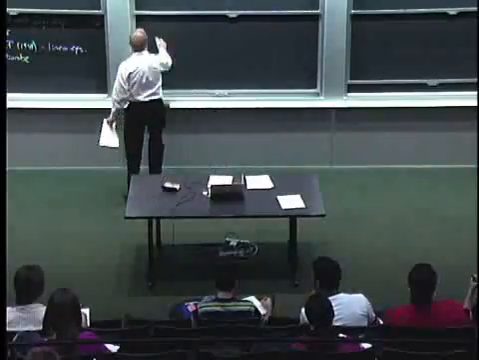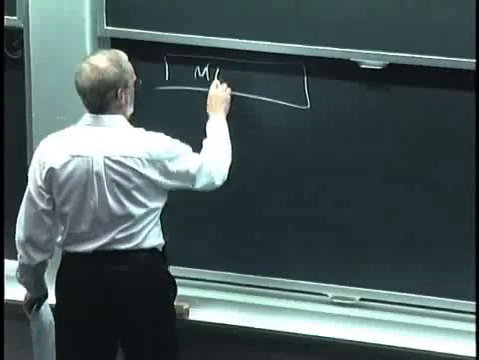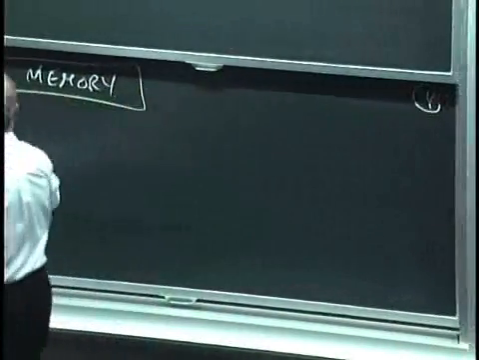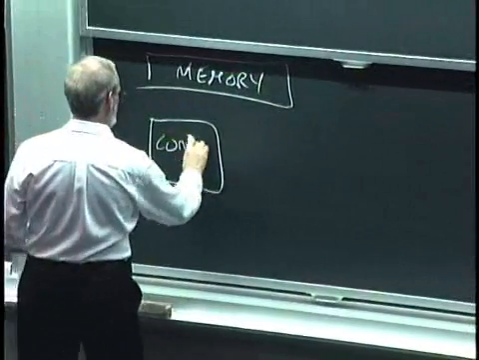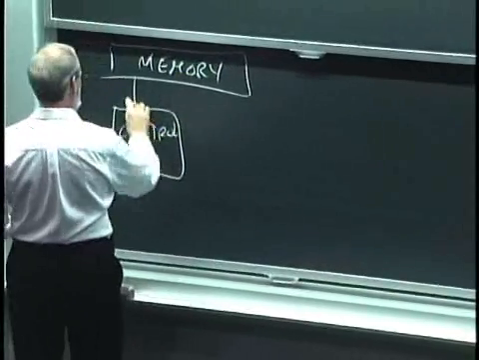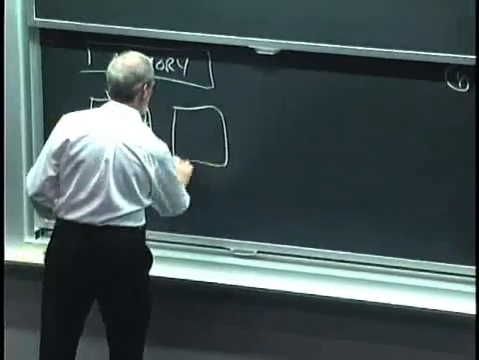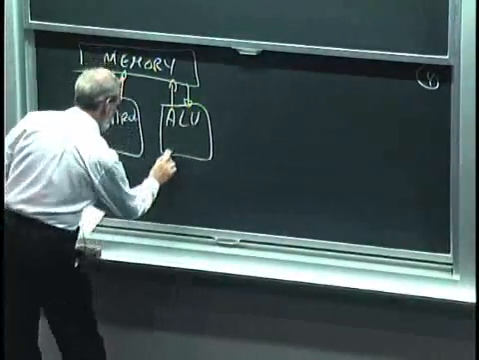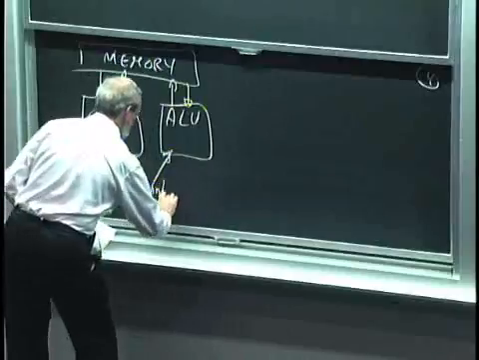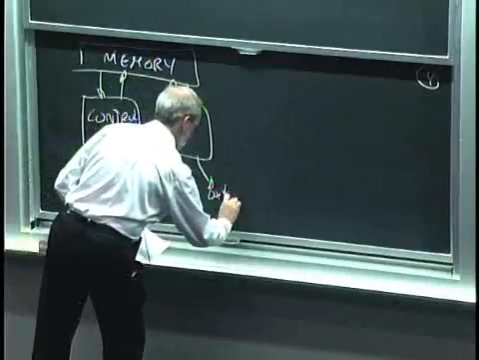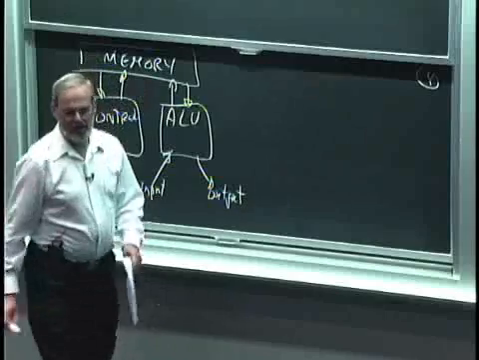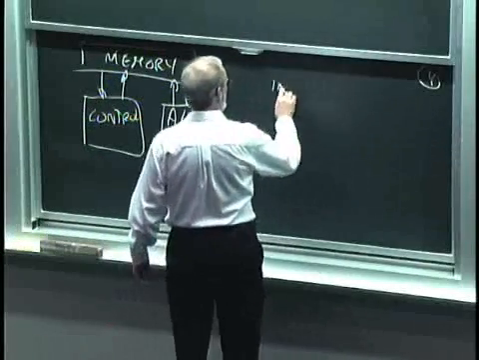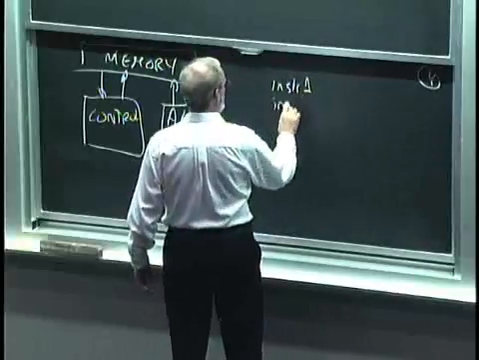Right? Inside of a stored program computer, we would have the following. We have a memory. It's connected to two things, a control unit and what's called an ALU, an arithmetic logic unit. And this can take in input and spit out output. And inside this stored program computer, you have the following. You have a sequence of instructions.